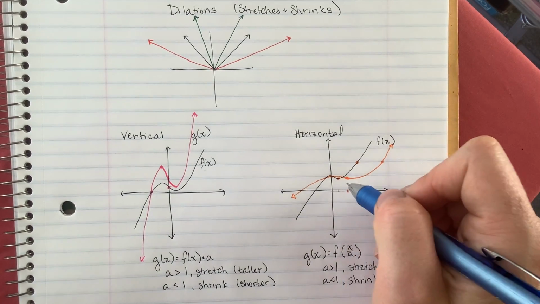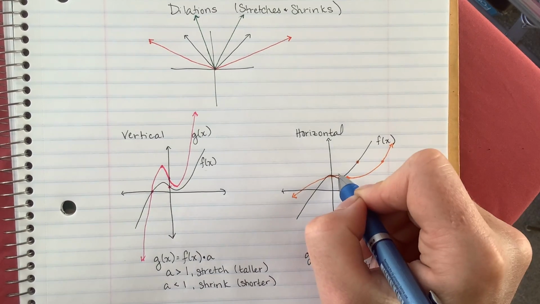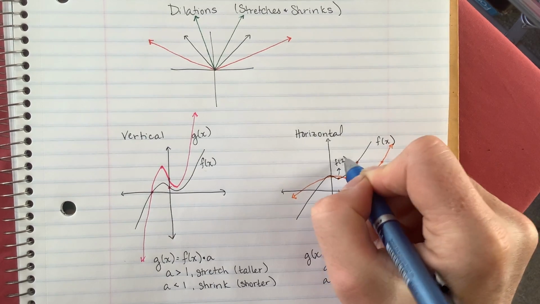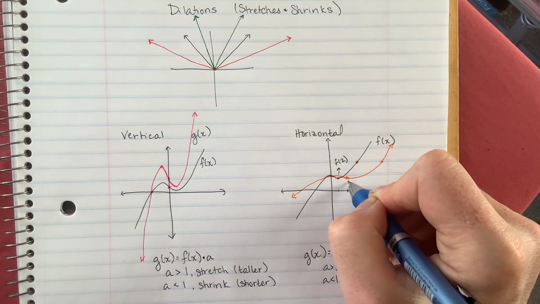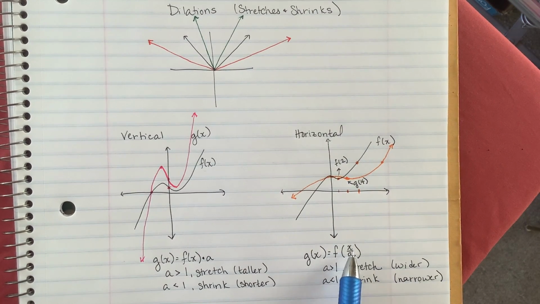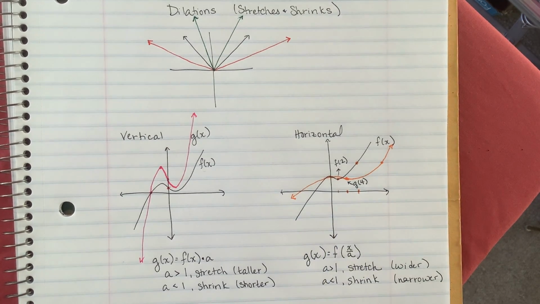And so if I wanted to get the same y value from f of 2, that same y value now happens at g of 4. So to get the same output, I would be dividing 4 by 2, which would get me back to f of 2 to get that same y value.